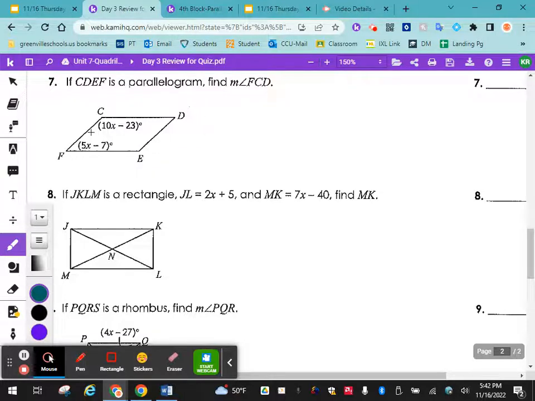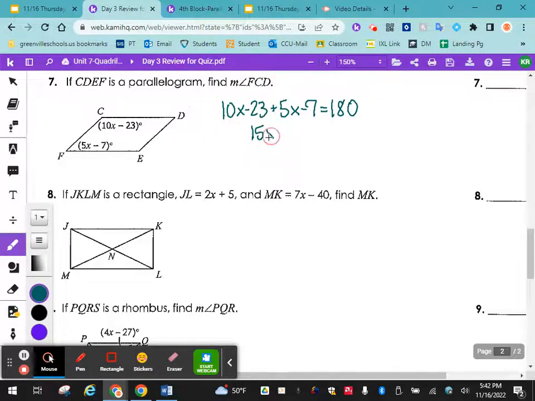Parallelograms, they add up to 180. Opposite angles add up to 180. So I said that totally wrong. Opposite angles F and D are congruent. Consecutive angles add up to 180. So an obtuse angle and acute angle add up to 180.